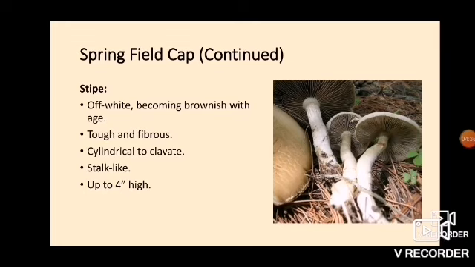The stipe is off-white, becoming brownish with age. It is tough and fibrous. It is cylindrical to clavate. So if you recall, cylindrical just means equal width throughout, and clavate is kind of like a club where it's much thinner at the apex, and then it increases in width as it approaches the base. And then it's stalk-like. That means that you can kind of twist it around a bit, often around your finger, just kind of like what you would expect from a dandelion or something with a more fibrous stalk when you're thinking of plants as well. And then this grows up to about 4 inches high.